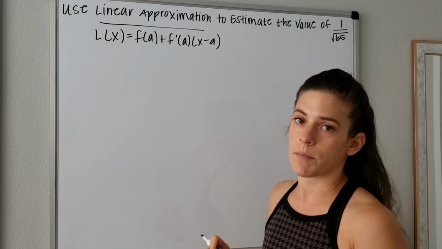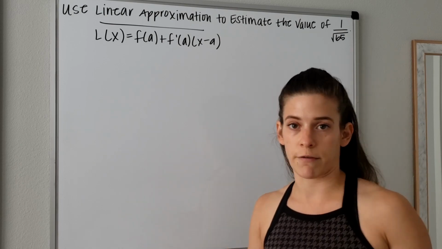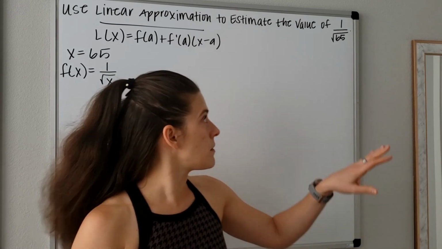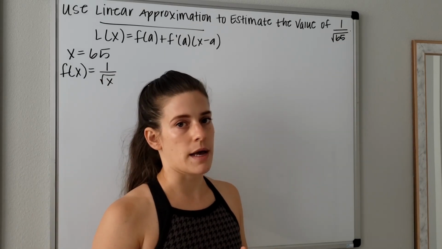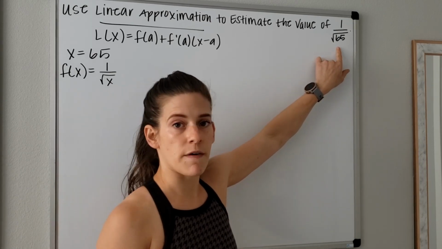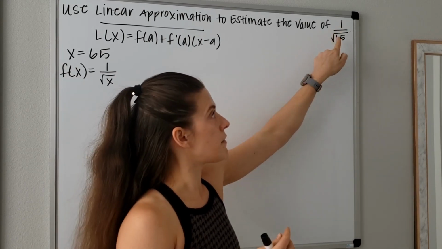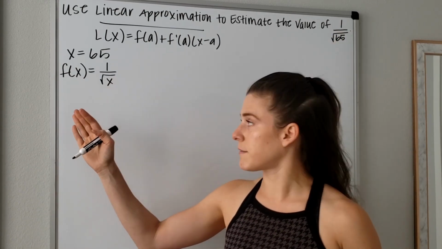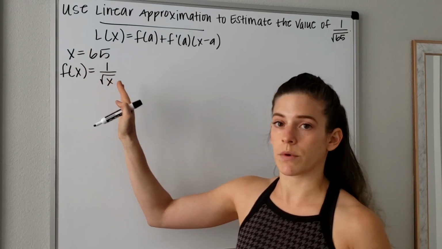Let's break down the elements of this formula. First, what is our x and what is our f of x? Your x and your f of x are always given to you in the prompt in the form of whatever number they're asking you to estimate. This is made up of our x, which is the 65. We're plugging 65 as x into 1 divided by the square root. So we've written that here, x equals 65. The function that we're doing to that 65 is 1 over the square root of x.